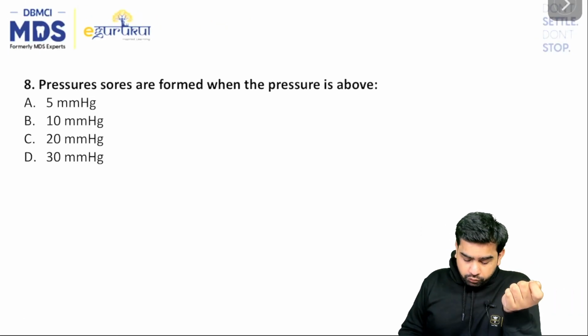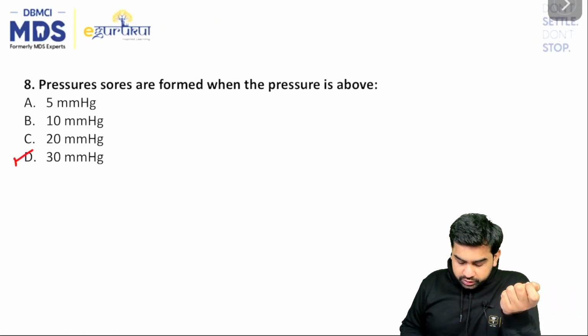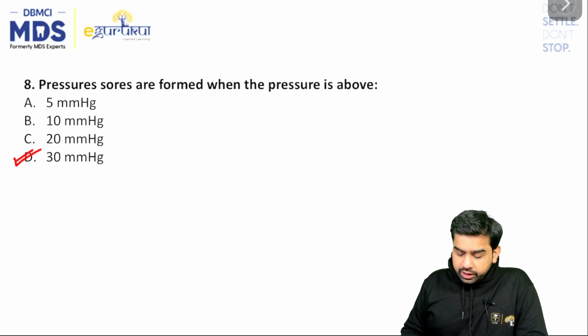Now, pressure sores are formed if the pressure rises above 30 millimeters of mercury. So what is this 30 millimeters of mercury? This 30 millimeters of mercury is referred to as your capillary closing pressure.